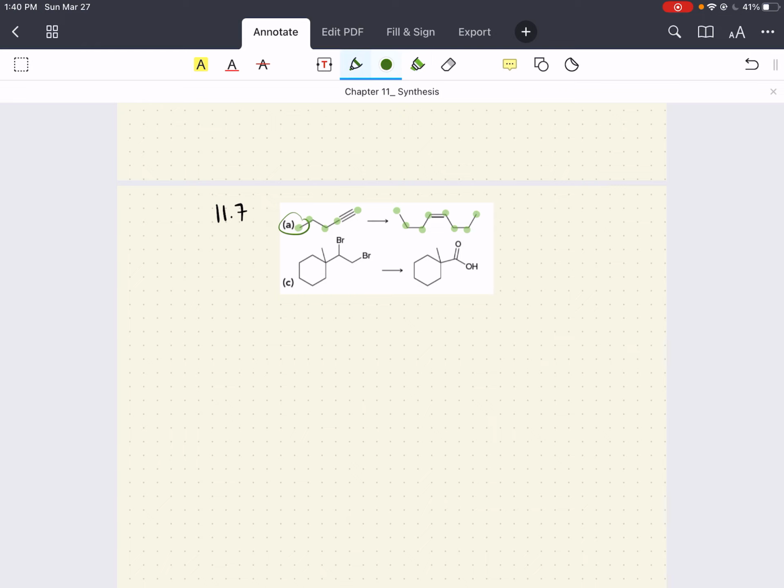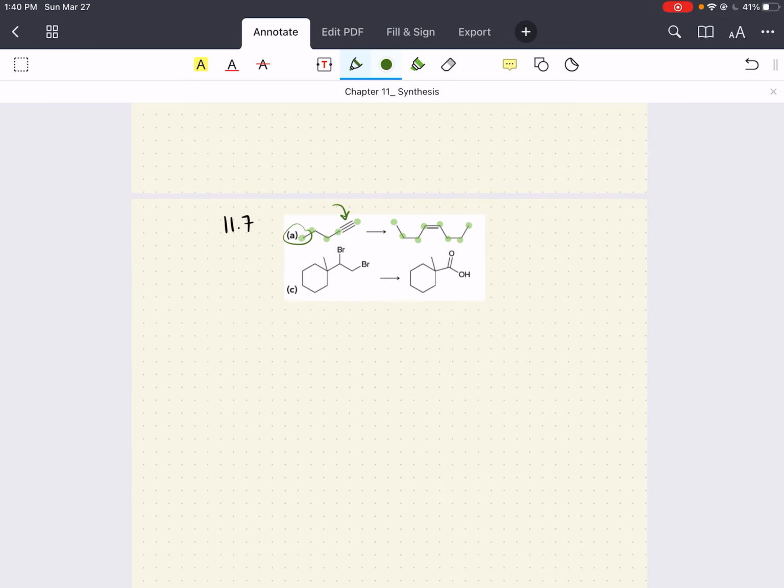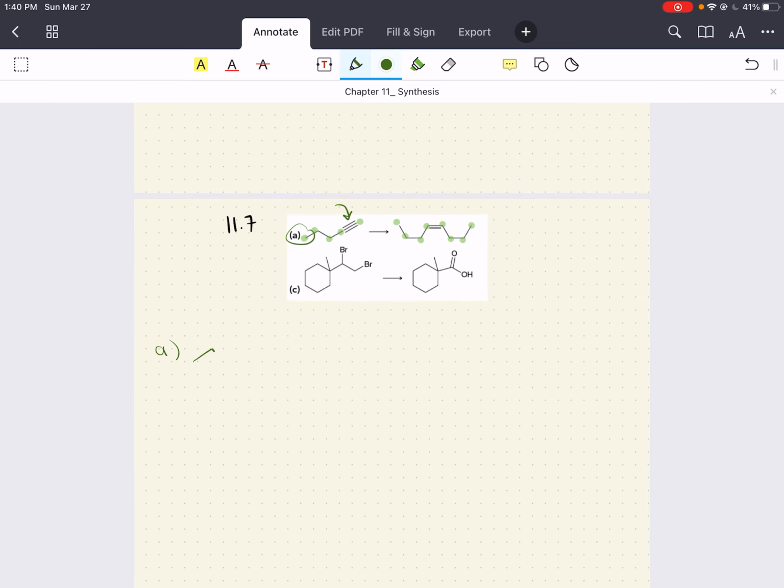It's a good thing we're starting off with a terminal alkyne, because we can add things to this triple bond. What we want to add is 3 more carbons to that triple bond so we can get an 8 carbon chain. Then we can worry about converting the triple bond to a double bond. So our first step has to be to grow that carbon chain, because we need it to be 8, not 5.